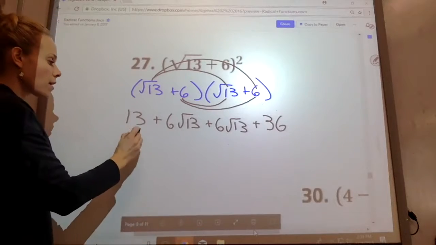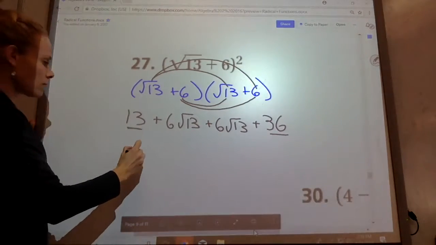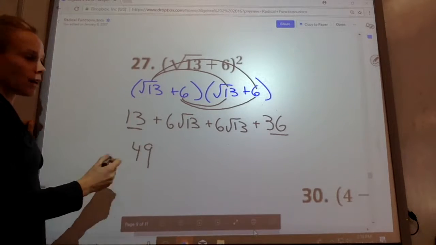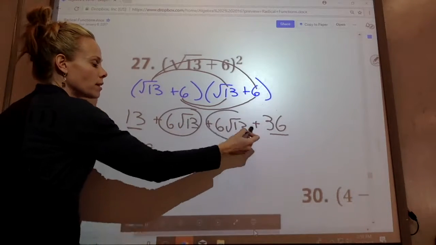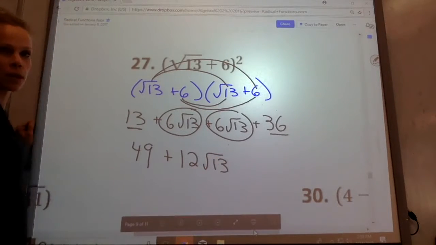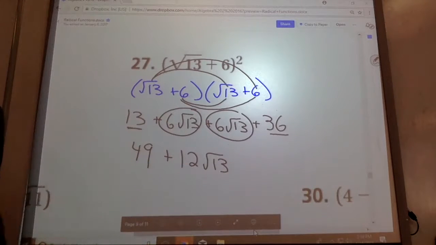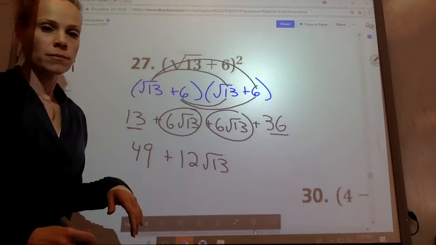And what you should notice, again, first and last are going to combine, so 49. And then your middle two terms, your outer inner, would be 12 root 13. So we did multiplying, and then we added like terms. So two operations go when we FOIL.